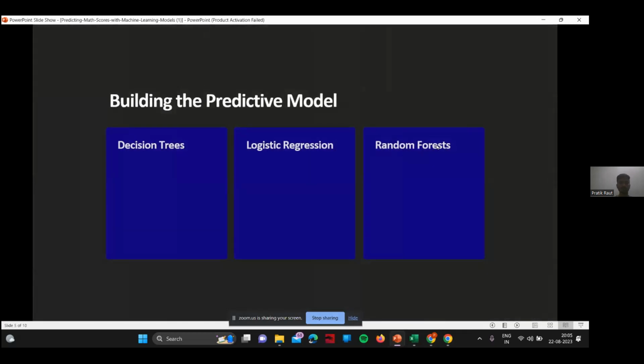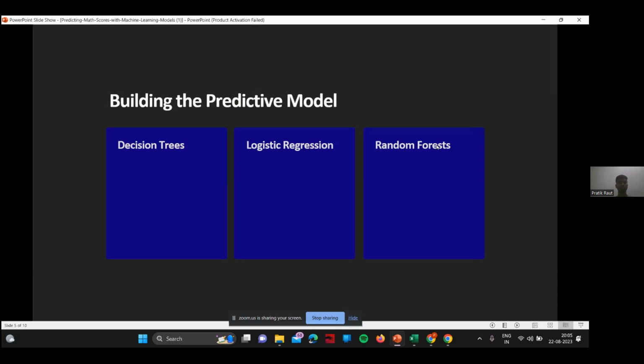Building the model contains three supervised machine learning techniques. Supervised machine learning works on the labeled dataset to predict the output. Here we have the three supervised machine learning techniques: decision tree, logistic regression, and random forest.